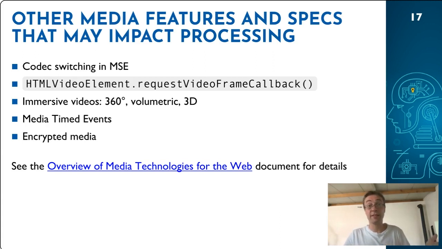Slide 17. Before I conclude, I'd like to raise a few other media technologies and proposals that may or may not affect the way processing gets done in the future. For instance, the Media Working Group standardizes a codec switching feature for MSE, for instance, to allow to insert an ad which may be in low resolution in the middle of a 4K video. How would such a switch affect processing? So in some processing scenarios, all that may be required is rendering an overlay on top of a video without touching the video itself. That is precisely what the HTML video element request video frame callback proposal is offering. How does that affect everything that I presented so far?